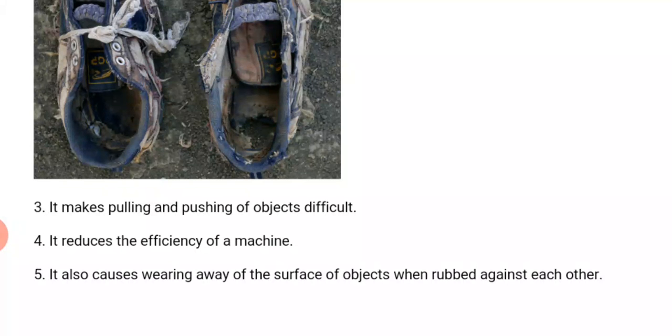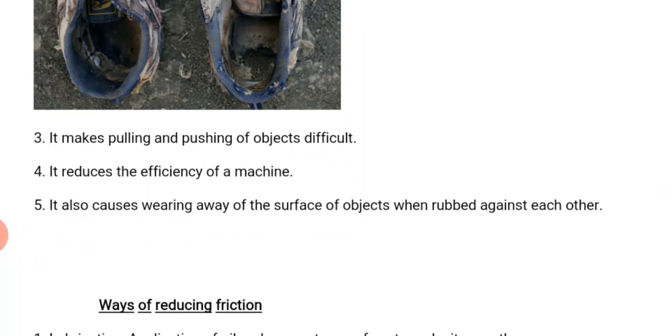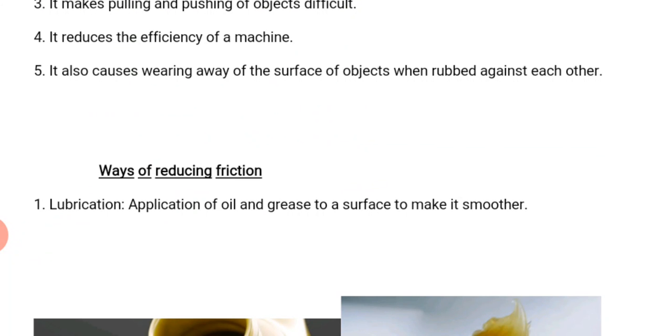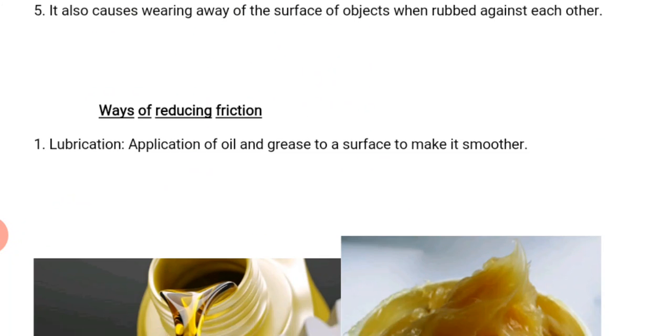But we can prevent these disadvantages of friction. You mean how? These are the ways in which we can prevent the disadvantages of friction. One, through lubrication. Lubrication is the application of oil and grease to a surface to make it smoother. That is, when you apply oil and grease to the surface of the object, it will make them look smoother.